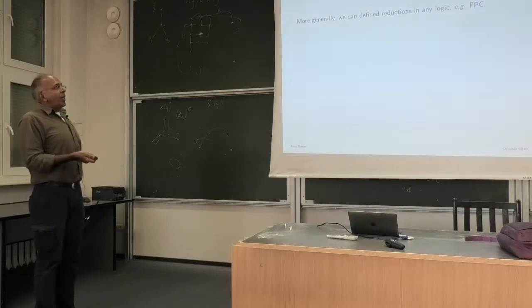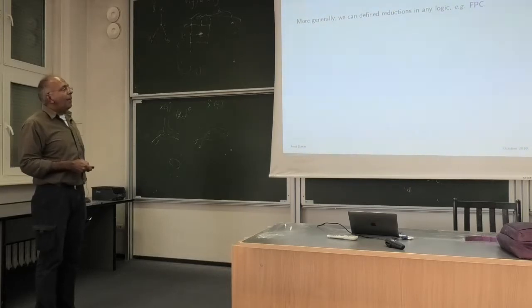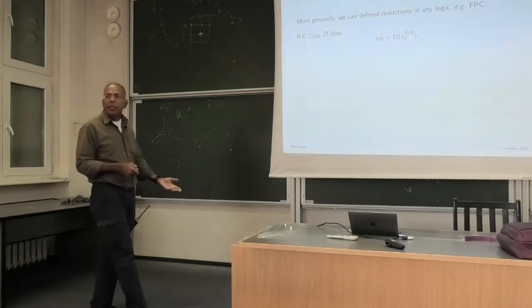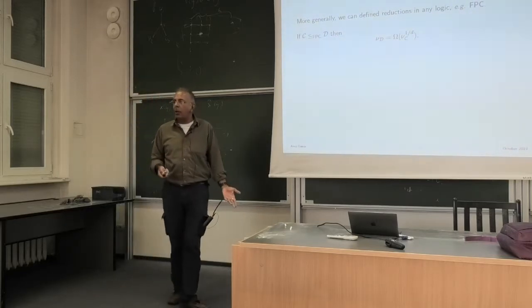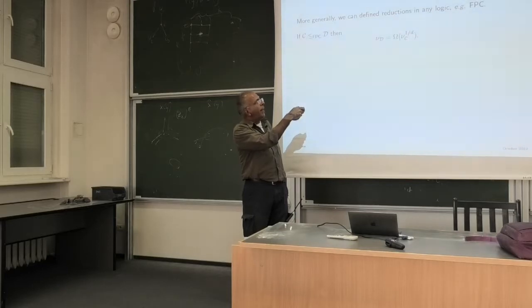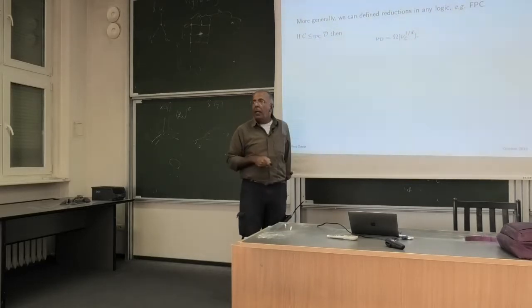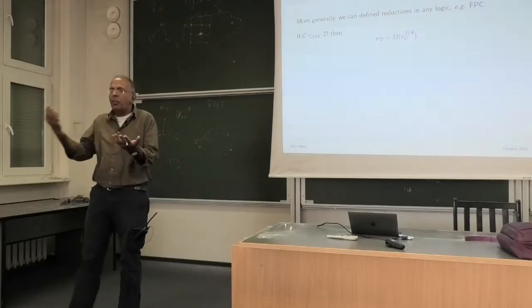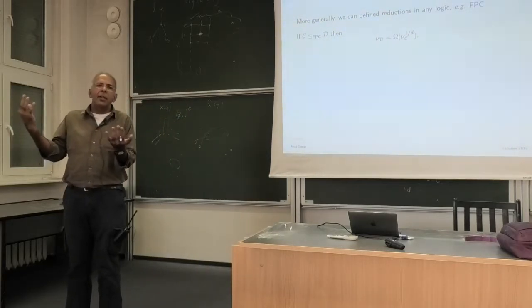We can do this more generally for any logic. We can do it for FPC. And the key observation I want to make is, if you can reduce one class to another, let's say in FPC, so in particular also in first-order logic, then the counting width, as I defined it, of D is bounded below by the counting width of C. This is what you would expect. A reduction from C to D shows that D is at least as hard as C.